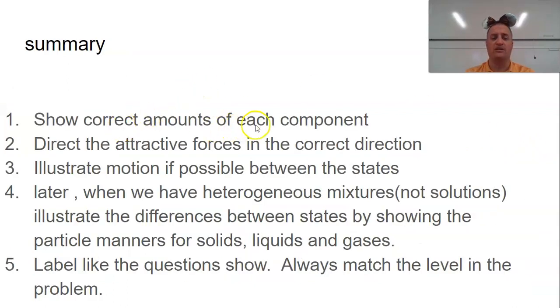Show the correct amounts of each component, like I said with sodium chloride, or if you have strontium chloride it would be a 1-to-2 ratio, 1 strontium for every 2 chlorines. Direct the attractive forces in the correct direction. You wouldn't have things that are oppositely charged next to each other, and you want to have those water molecules pointing the right orientation with the positive hydrogens towards negative ions and the negatively charged oxygens towards the positive ions.